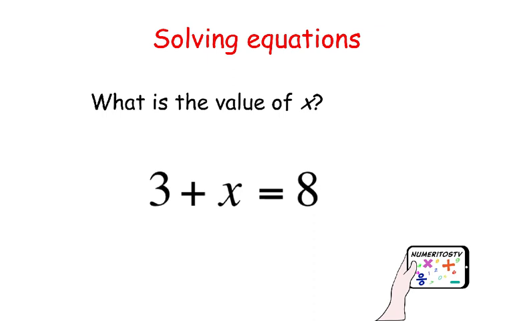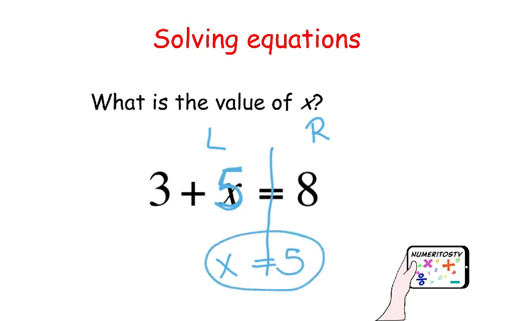What about this one? I'll give you a few seconds to think what is the value of x. Remember, we have our left side, that is 3 plus x, and that left side needs to be equal to the right side, that is 8. So, using mental math, this one is also pretty easy. 3 plus 5 equals that 8. So we can say that x equals 5. But how can we get these solutions mathematically?